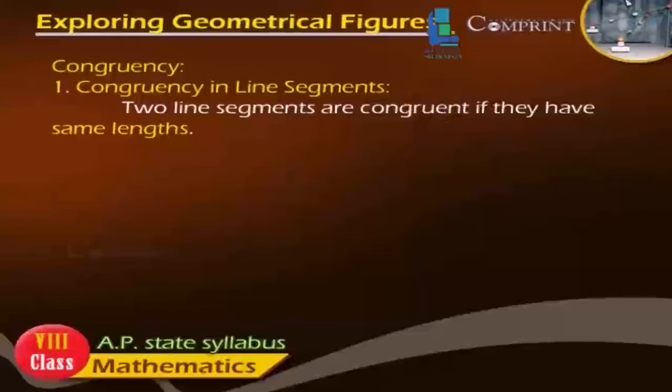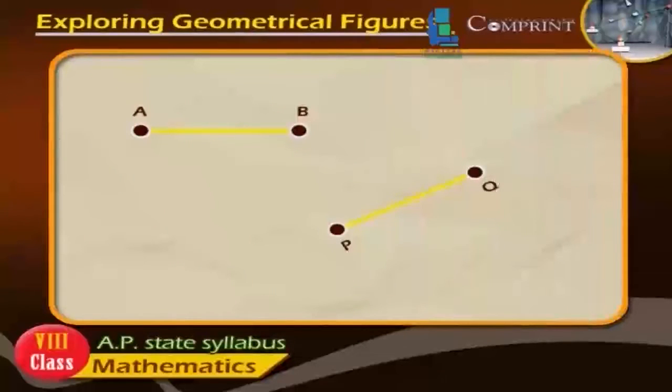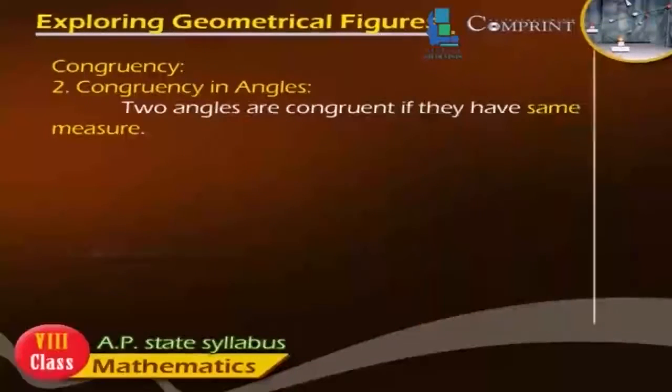Congruency in line segments. Two line segments are congruent if they have the same length. Congruency in angles. Two angles are congruent if they have the same measure.